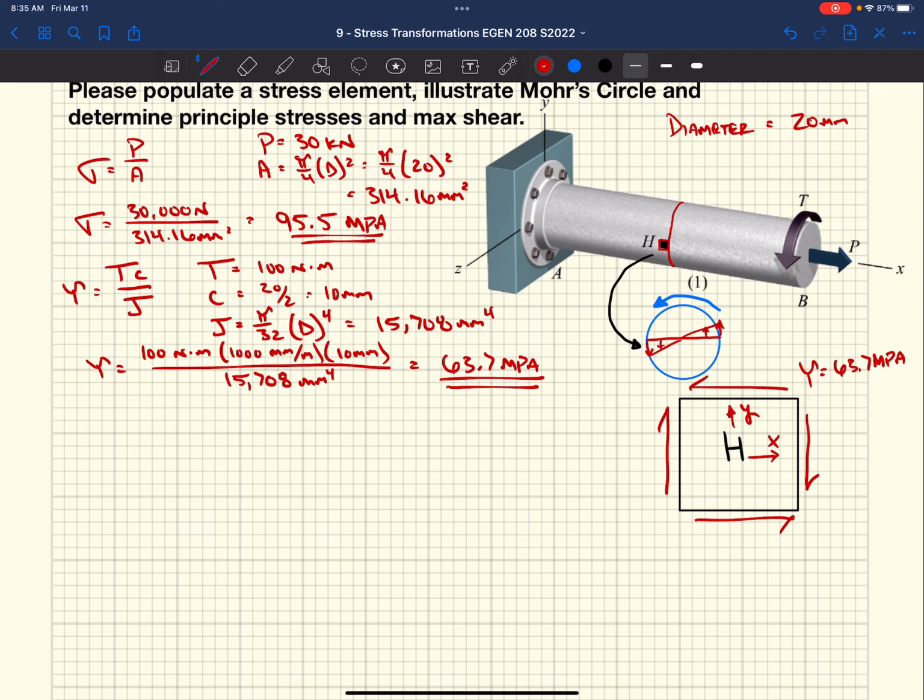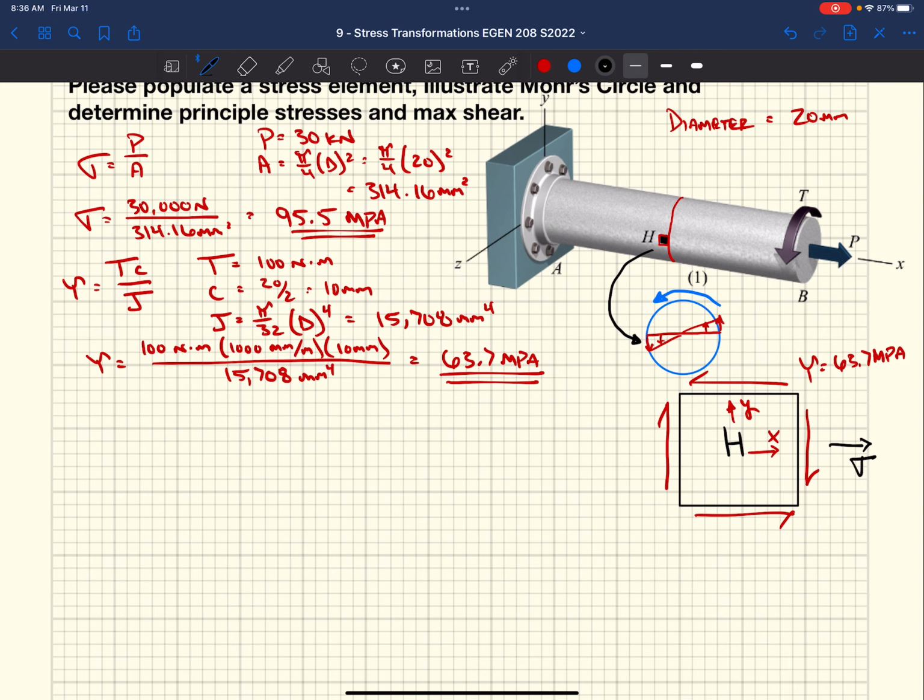Sigma y equals 0, so we don't have that. And sigma x, we know is 95.5 megapascals. So that's our stress block. Okay. When they say to populate a stress element, that is what they're talking about.